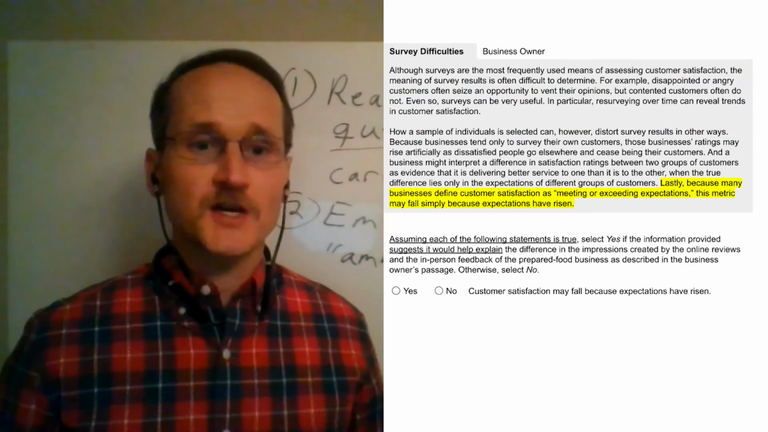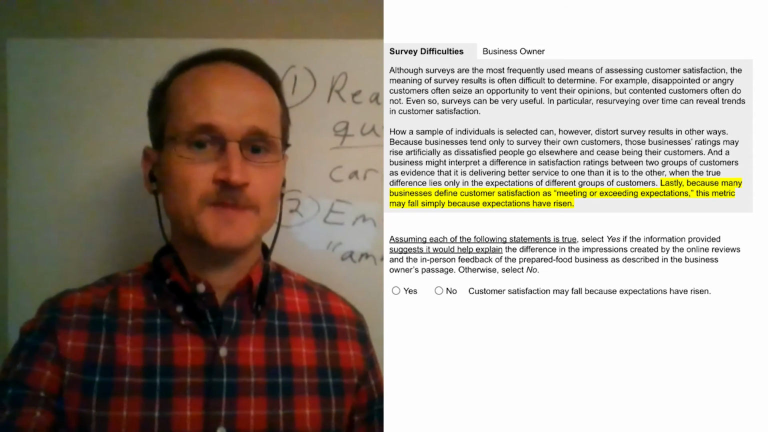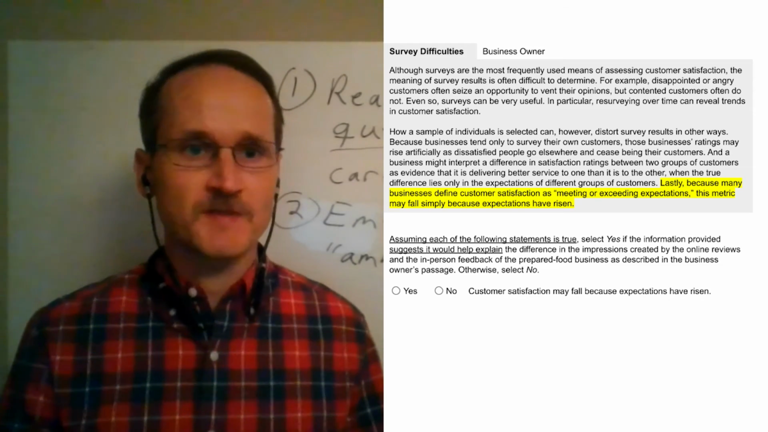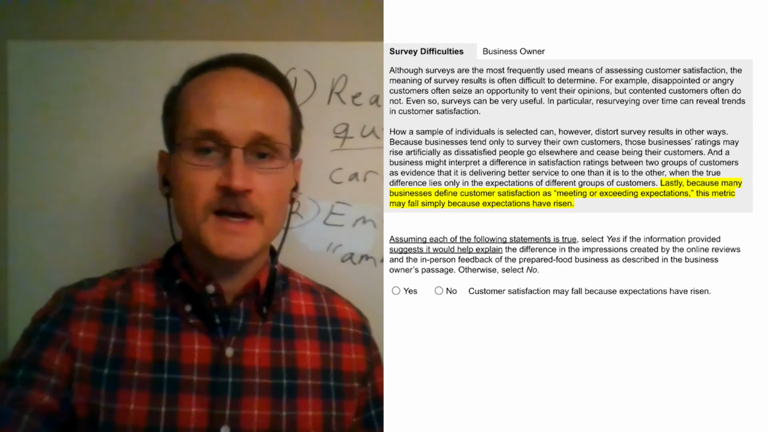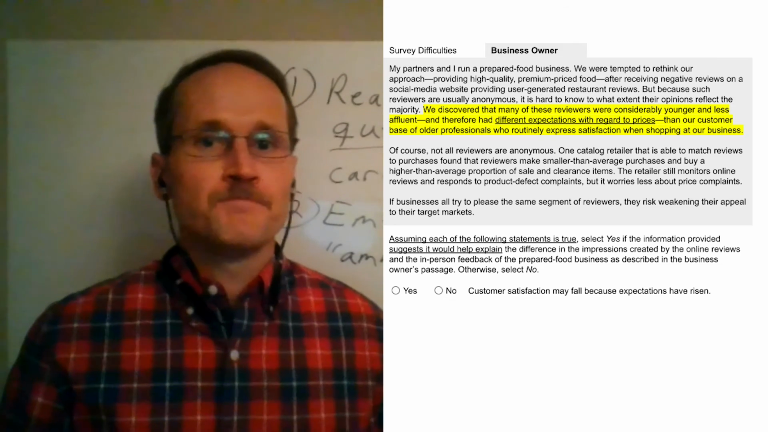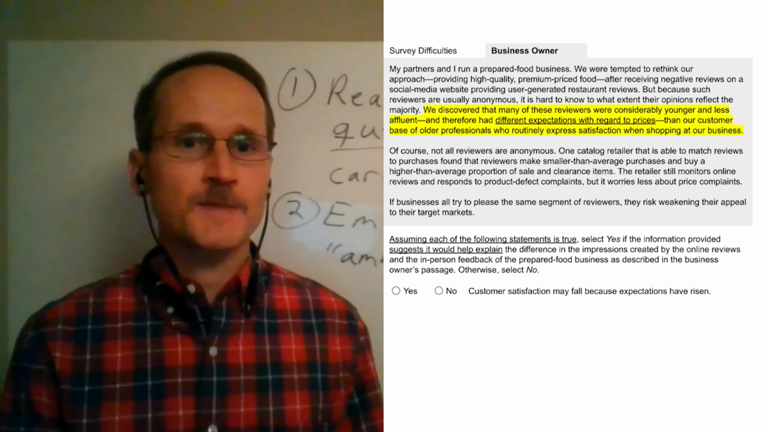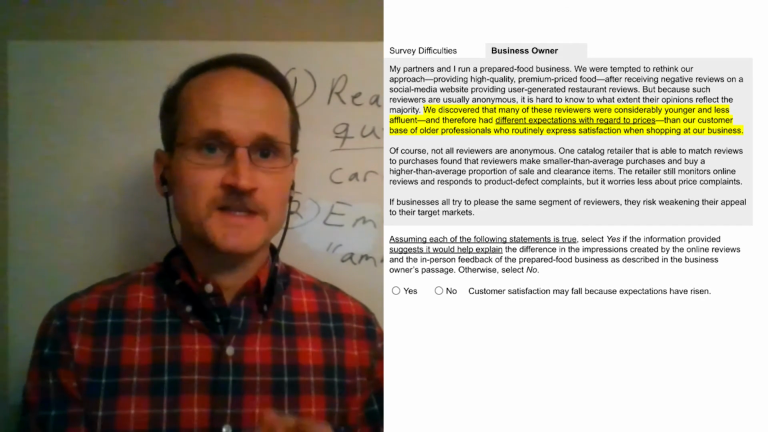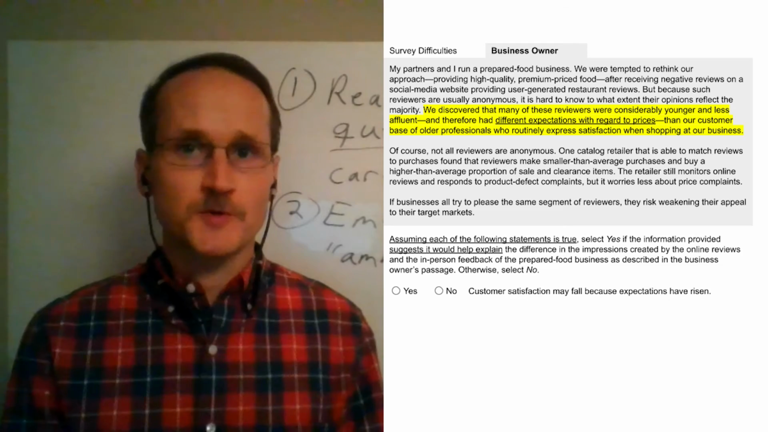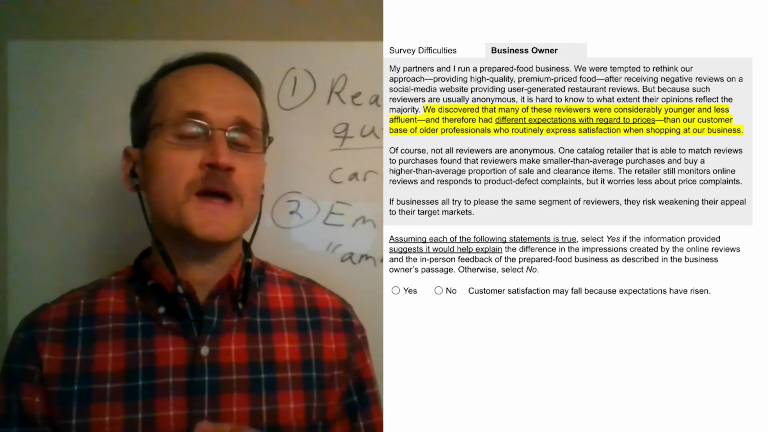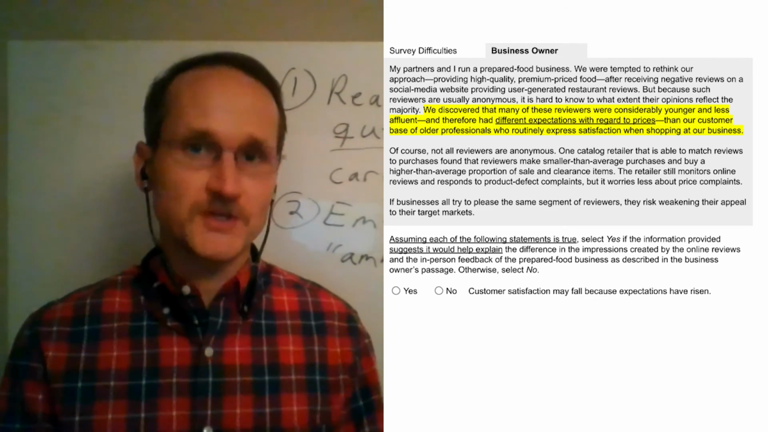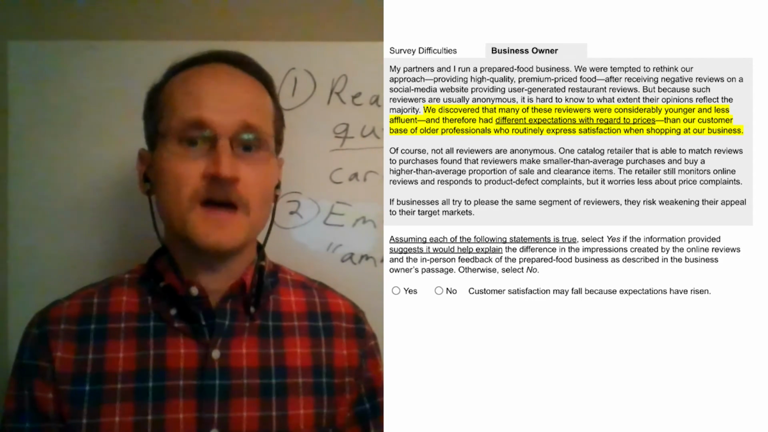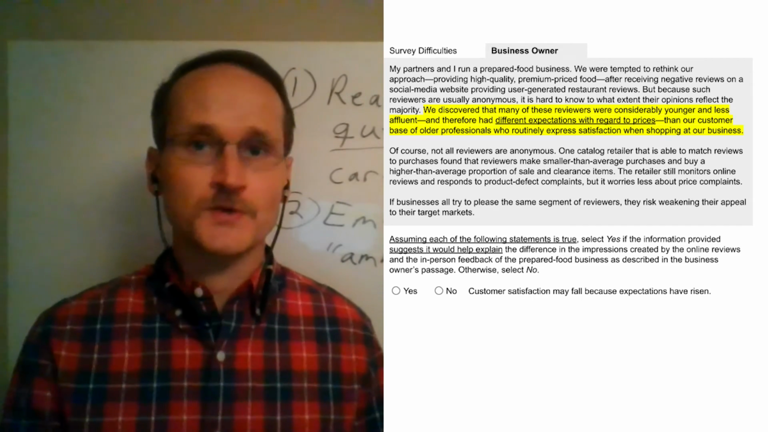Statement one, customer satisfaction may fall because expectations have risen. So they do mention this on the first tab. It's right there: this metric may fall simply because expectations have risen. And then on the business owner tab, they do mention expectations, but they talk about differing expectations between the younger and less affluent reviewers and the customer base of older professionals. So you might be tempted by this one because they do mention expectations, but they talk about a difference in expectations, not rising expectations. So this one's going to be a no.